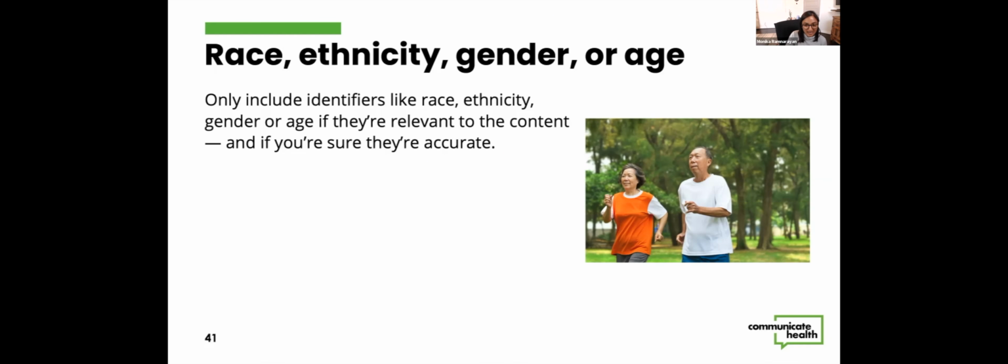But just to give you a preview, for the image on the right, the alt text may be different depending on where you're placing it. On a page with tips on staying active as you get older, you might describe this image as two older adults taking a walk, since age is relevant to that page. But on a page about staying active in general, age isn't really that relevant. And so you might describe the same image as two people taking a walk.